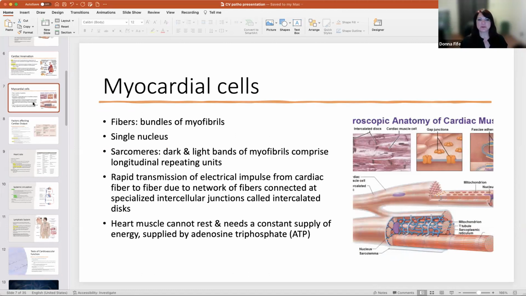Myocardial cells, we have fibers or bundles of myofibrils. These have a single nucleus. There's sarcomeres, which are dark and light bands of myofibrils that comprise longitudinal repeating units. There's rapid transmission of electrical impulses from cardiac fiber to fiber due to a network of fibers connected at specialized intercellular junctions called intercalated discs. Heart muscle cannot rest, so it needs a constant supply of energy, and this comes from adenosine triphosphate, or ATP.